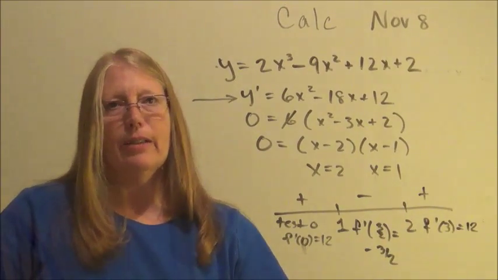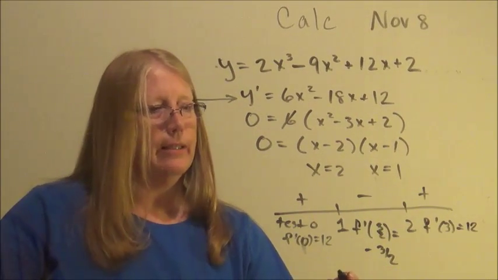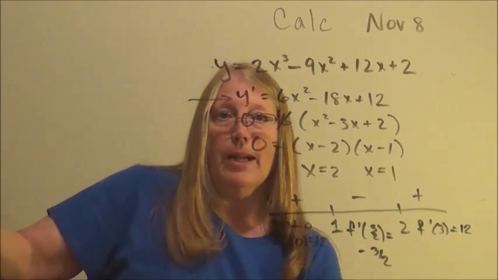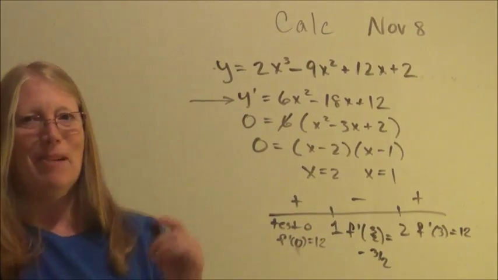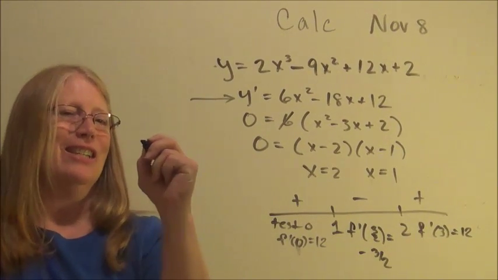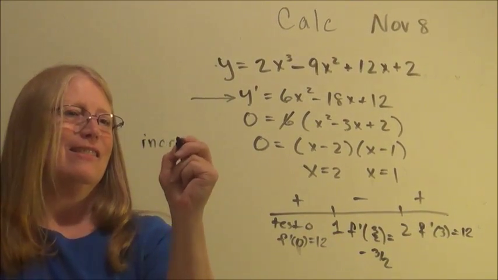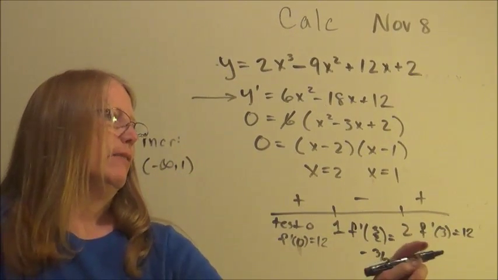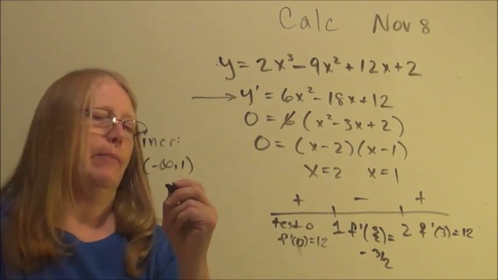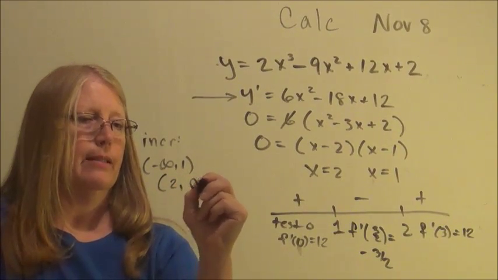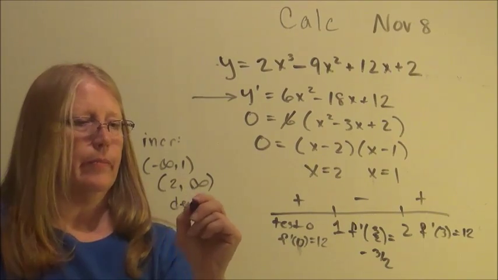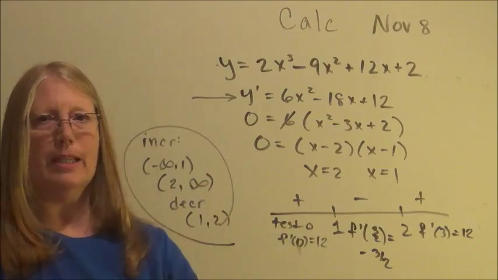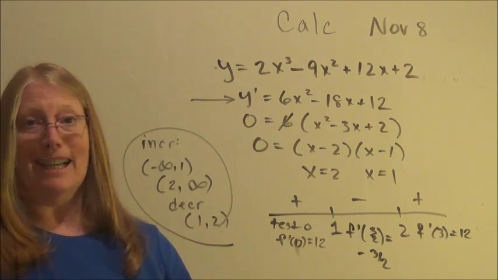So now I can switch that to the more common interval notation by saying that this function increases from negative infinity to 1, and again from 2 to positive infinity. And it decreases between 1 and 2. So this is the information that I'm trying for tonight.